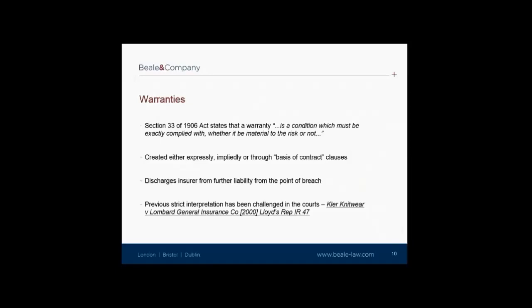But the issue here is if the insurer decides not to take the point on the current claim, but decides at a later date it would have included different terms, does that amount to a waiver? Again, this is something for us to consider.